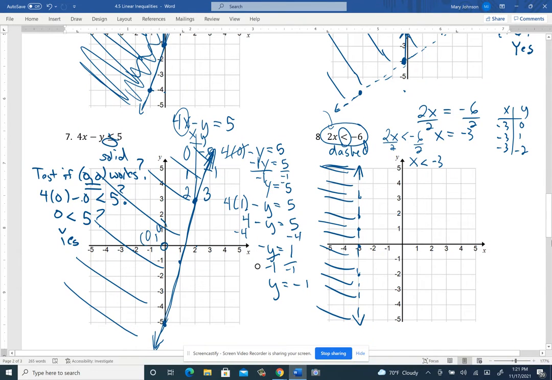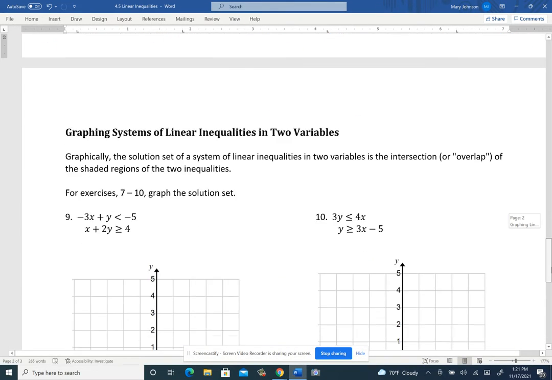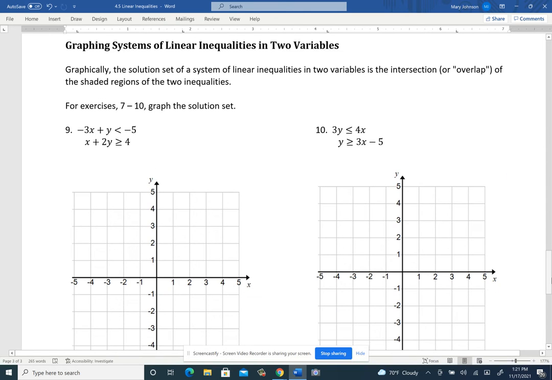All right, in this video, I'm working on how to graph the solution set to a system of linear inequalities. All that means is you're going to have two linear inequalities on the same coordinate plane. Okay. All right, so let me go ahead and do number 9. So what I'm going to do is use the process we just did in the previous video to graph each individual inequality. And then the answer to the question is going to be where the two overlap. It's the intersection, the overlapped area of the shaded regions of the two.